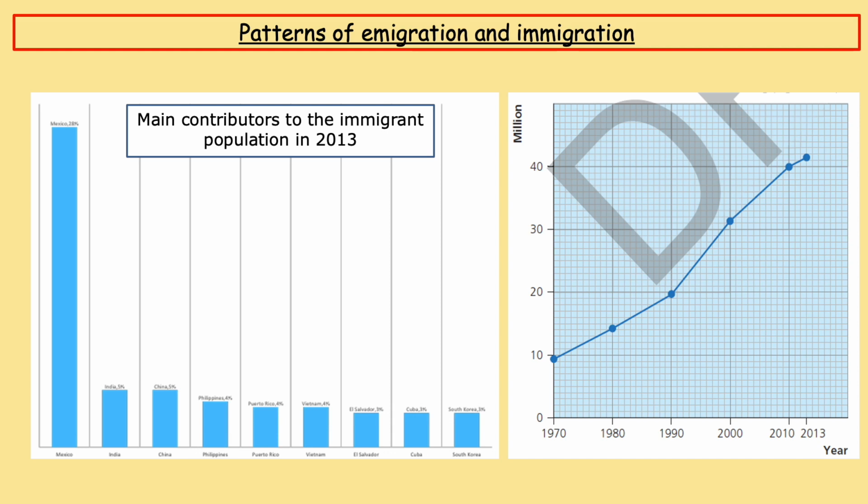There has been a rapid growth, as I said, in the number of immigrants entering the USA in the 21st century, but this rapid increase has started to decrease recently.